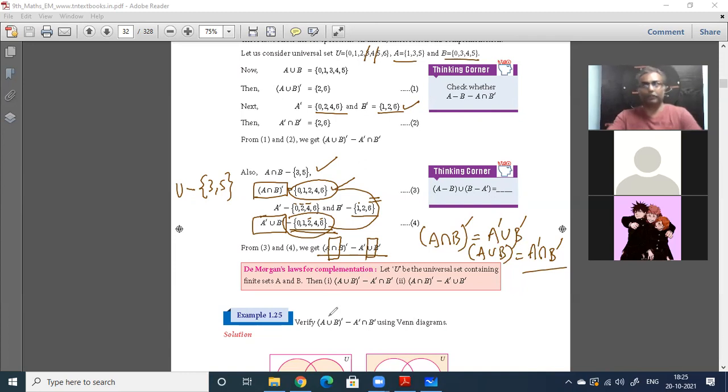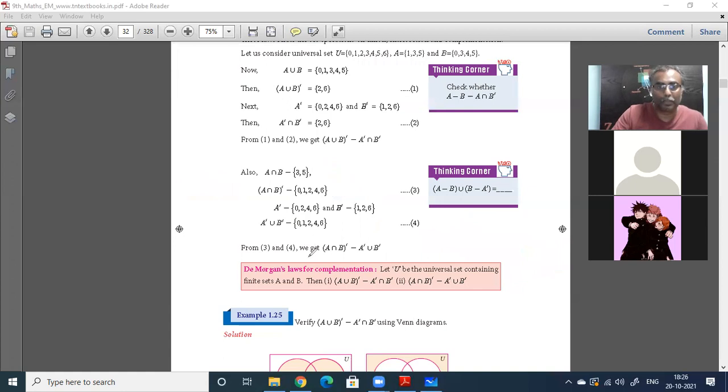Okay, now we are going to use Venn diagrams to do something. We are going to use Venn diagrams to prove all this.